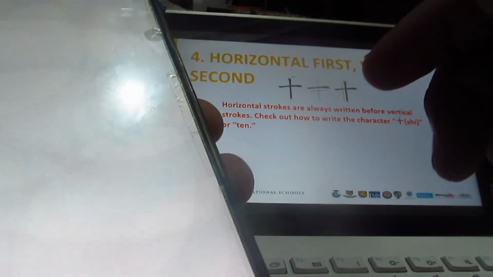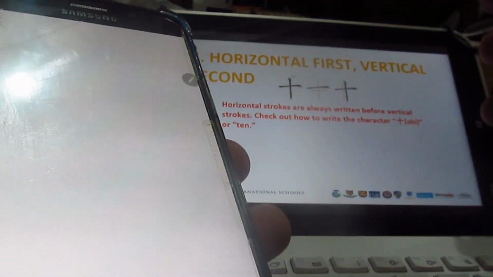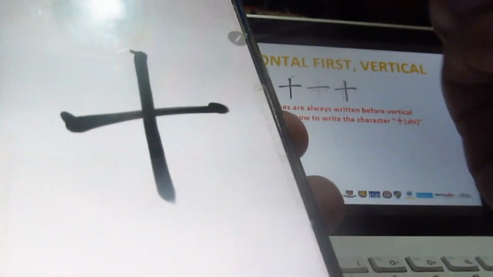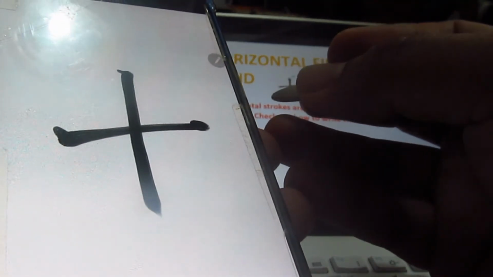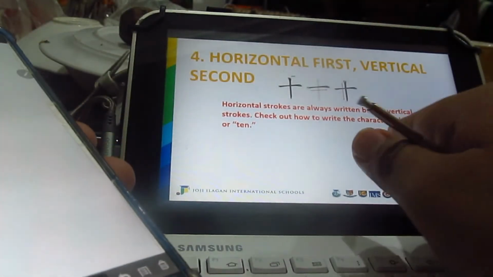Okay, horizontal first, vertical second. So horizontal strokes first before you use the vertical stroke. So for example, the number 10 or shi, 1, then the heng. Again, heng, and then the shu. Okay, it's how you write the number 10 in Mandarin Chinese.